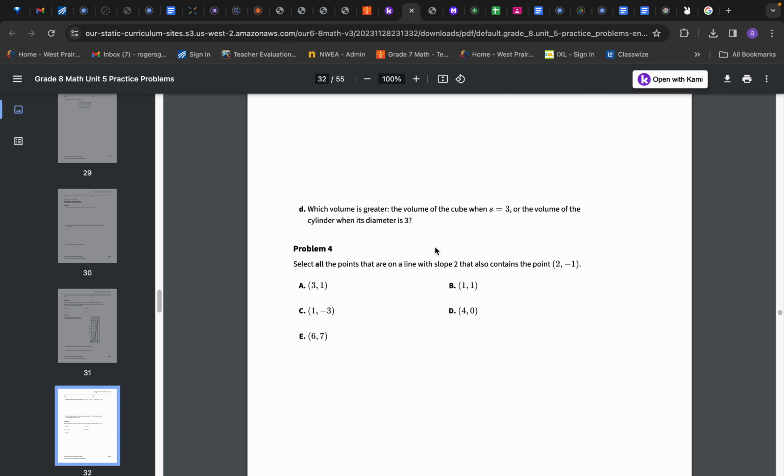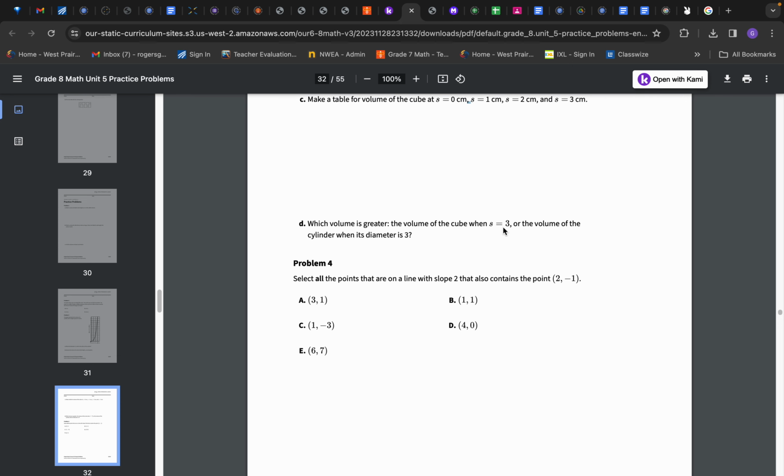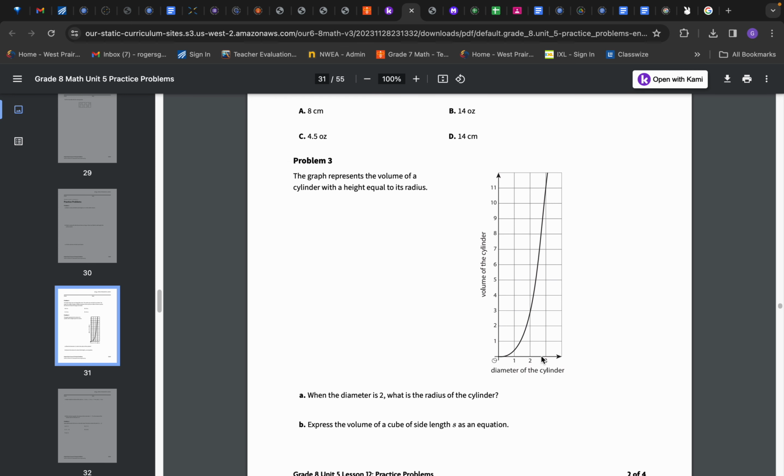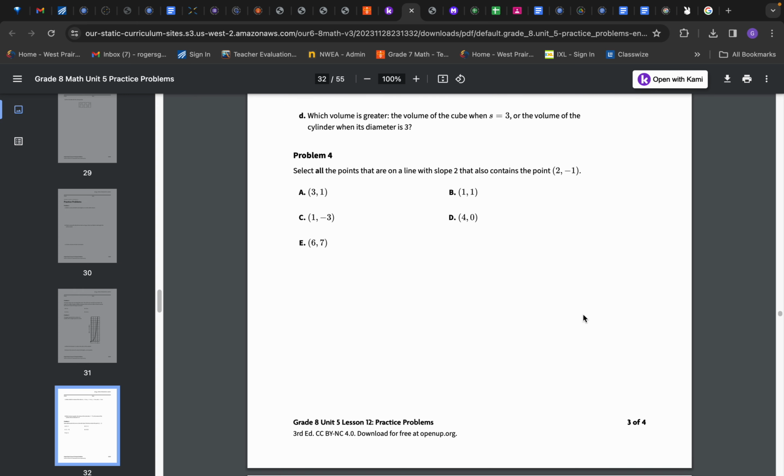And it says, which volume is greater? The volume of a cube when the side length is 3. Well, that's 3 times 3 times 3. That's going to be 27. Or the volume of a cylinder when the diameter is 3. So that's when you go right here and you go up from 3, and you can see right here that the volume would be 11.